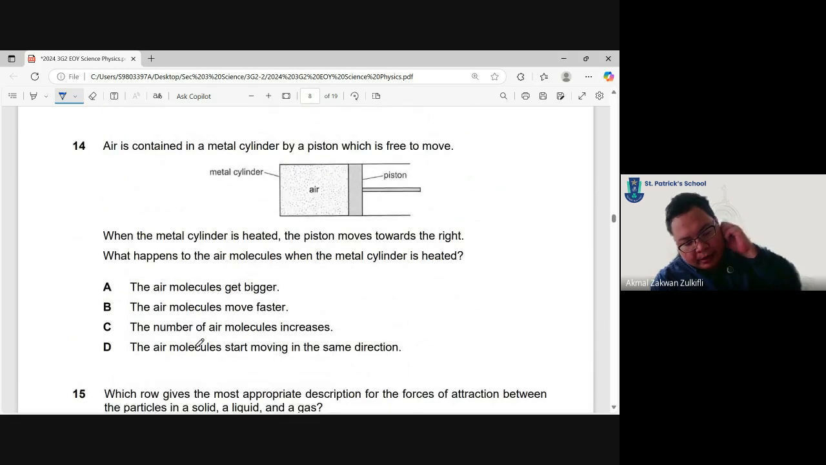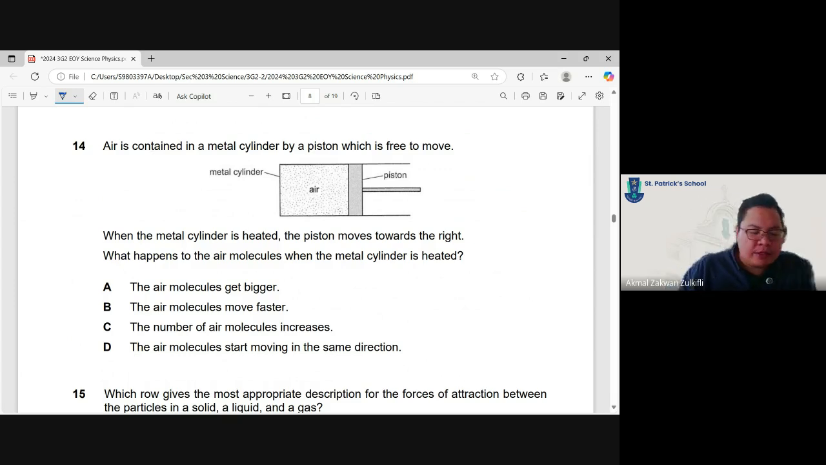Question 14. Air is contained in a metal cylinder which is free to move. When it is heated, the piston moves to the right. What happens to the air molecules when the metal cylinder is heated? Okay, first thing first, the metal cylinder is heated, so we know that the temperature is increasing.